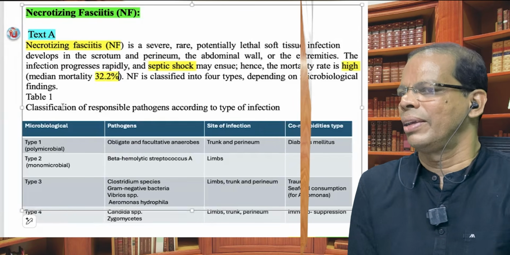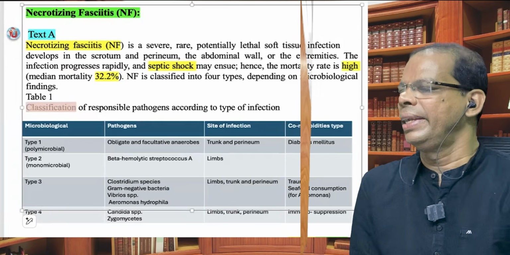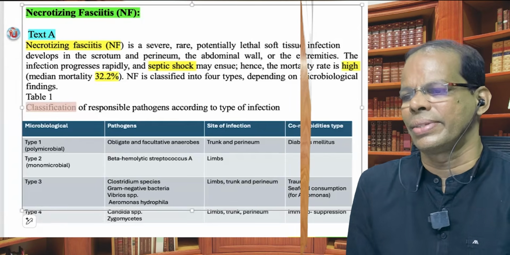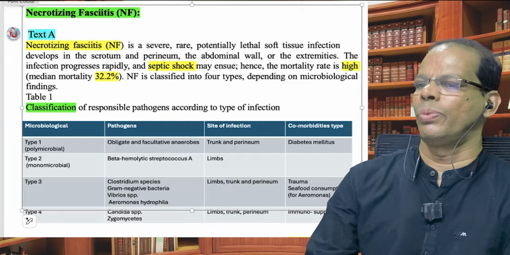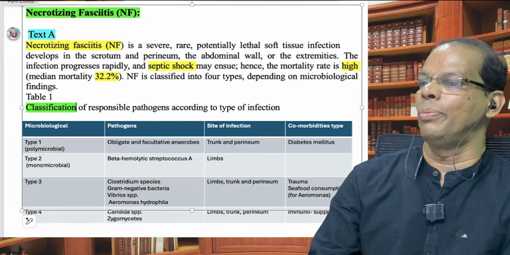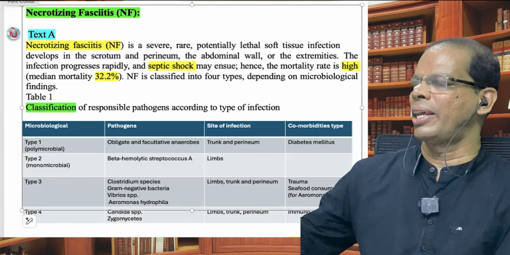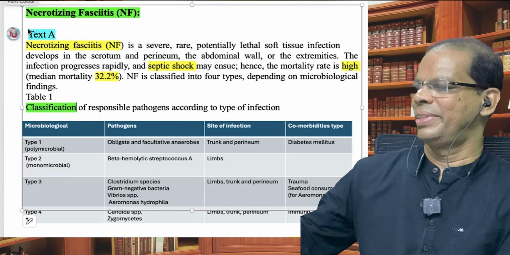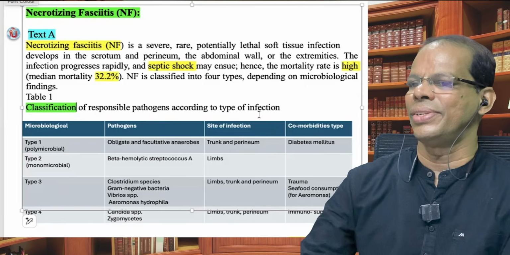For the heading, you can create a heading for text A, definition and classification, only for your understanding. Now here you have to understand the classification of responsible pathogens according to type of infection. One type of infection, one type of pathogen, or 2 types of pathogens. Each type. So you have to connect that relationship.